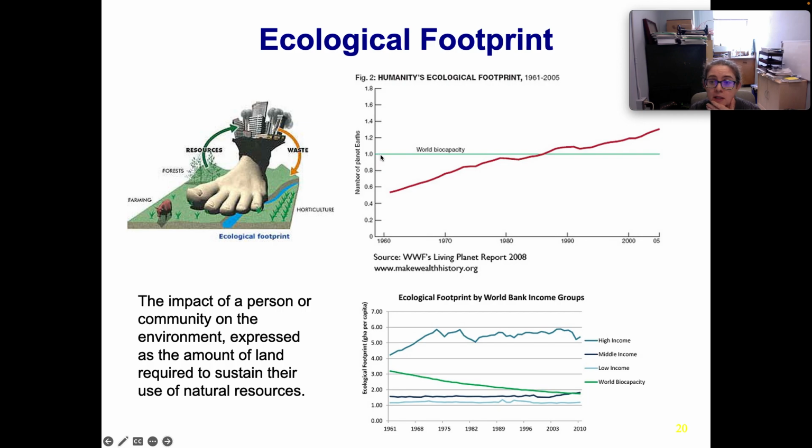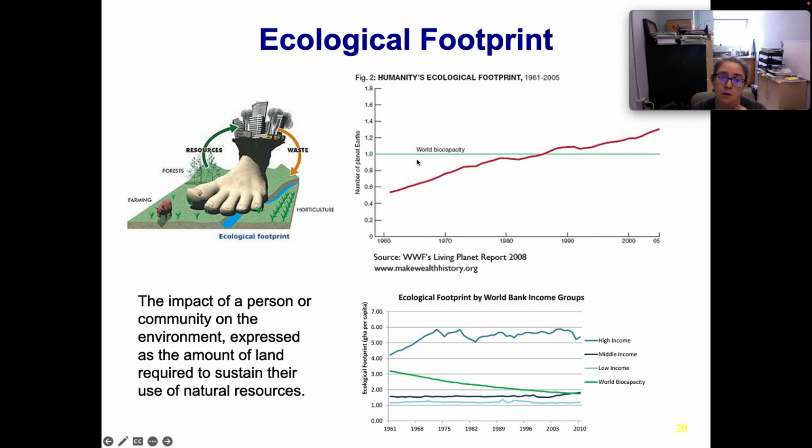So one is the number of Earths that we have, which you can see on the x-axis. This is the number of planet Earths that we need. And this is a little bit confusing. If you've taken 212 with me, you already know how this works. But basically, the Earth produces a certain amount of resources every year. If we only use the amount of resources produced that year, then we're operating sustainably and we're not dipping into resources that were created in previous years.